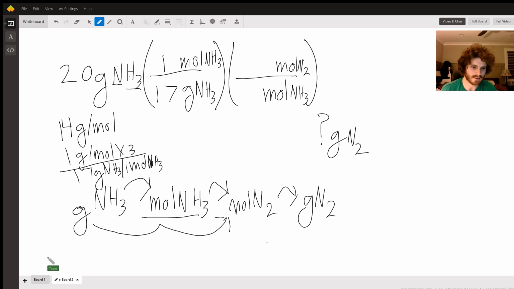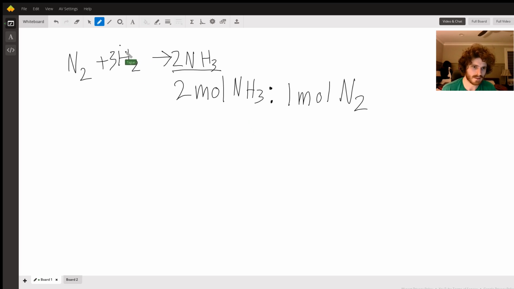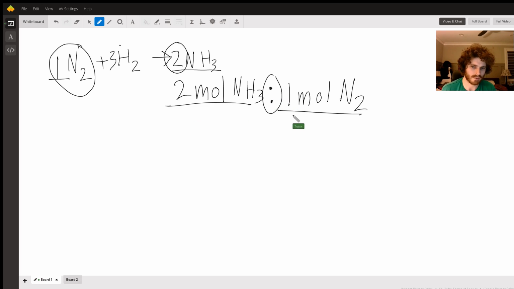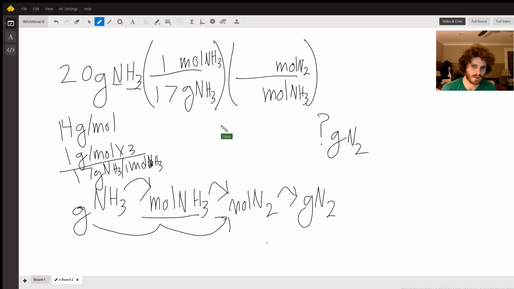So if we look at the balanced chemical equation for this, you can see that we have 2 moles of ammonia for every 1 mole, this is kind of a silent 1 mole of N2. 2 moles of ammonia for every 1 N2. It's kind of a ratio symbol right there. So 2, 1.